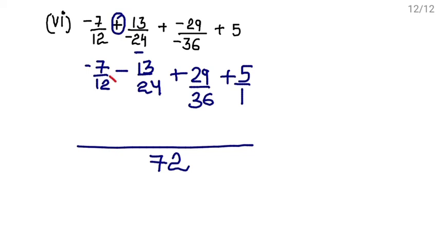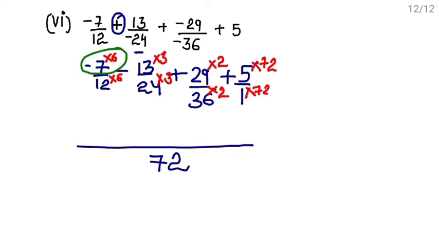Now to make this 72, you will multiply it by 6, because 12 sixes are 72. Multiply this numerator also by 6. Clear? To make this 24 into 72, you will multiply it by 3. So multiply this also by 3. To make this 36 into 72, you will multiply it by 2. 36 twos are 72, so multiply this numerator also by 2. To make 1 into 72, you will multiply it by 72 because 72 ones are 72. So multiply this numerator also by 72.